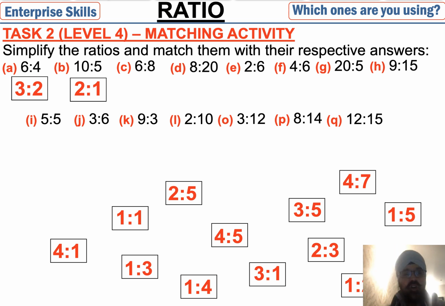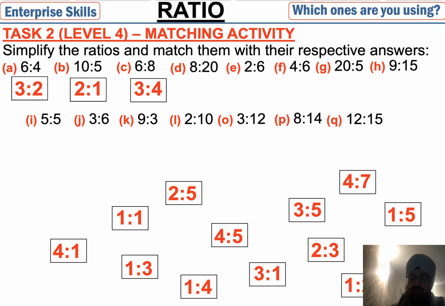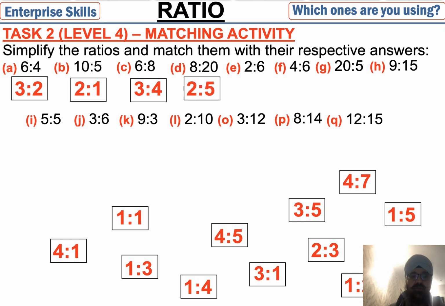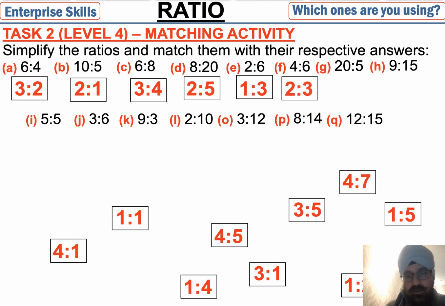So you're basically finding the common number into which all these go. 6 and 8, they will go into 2 maybe. Have a look. So let's look at this. So 3 to 4, because 6 divided by 2 is 3, and 8 divided by 2 is 4. So 2 goes into both. 2 to 6 will be 1 to 3, because 2 times 3 is 6. 4 to 6, 2 will go into both. So 2 to 3.